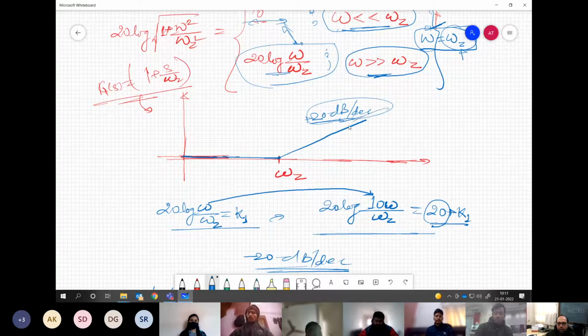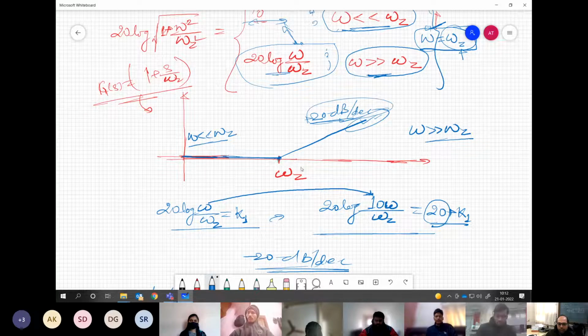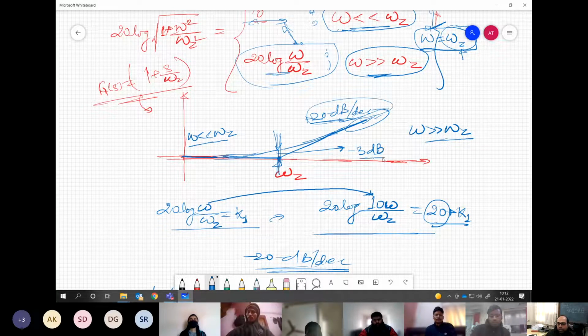This curve gives a very good value for omega which is greater than omega z, and gives a very good value as well when omega is much smaller than omega z. In between, these curves meet at omega z for the approximate or asymptotic Bode plot. For the actual plot, there will be some difference. The actual plot will go something like this. It will meet these two curves a little far from omega z. So at this omega z corner frequency, we have some error compared to the actual, and this is basically equal to minus 3 dB, for a first order system we are talking about.